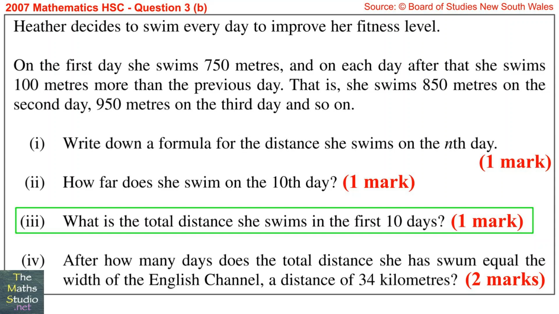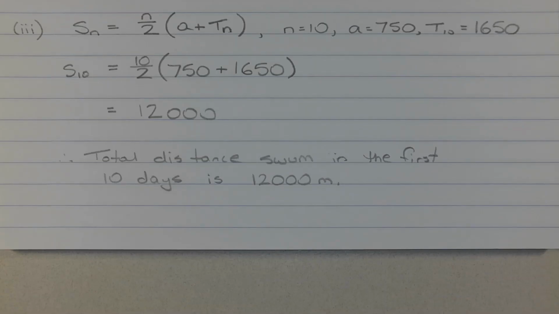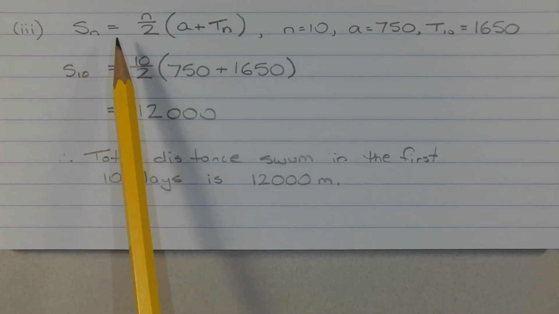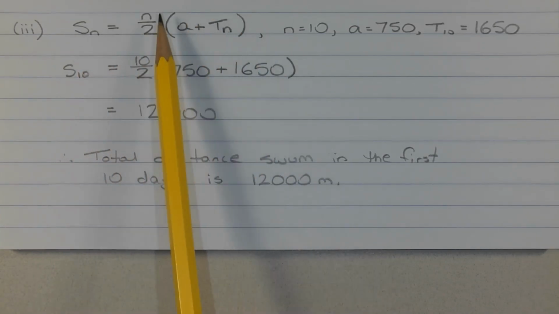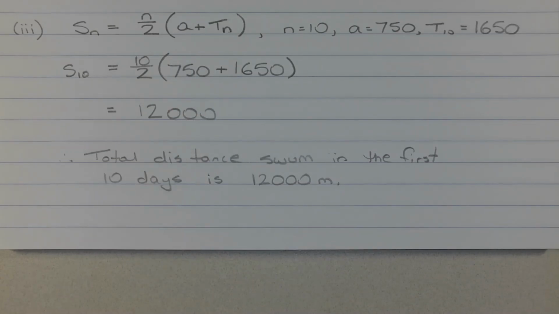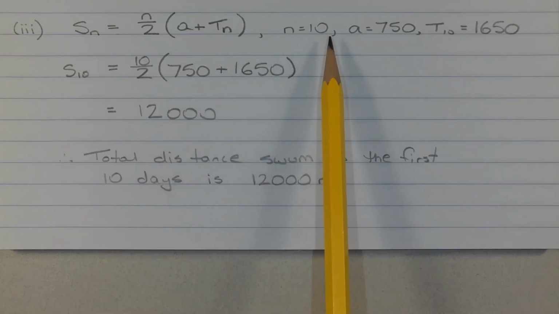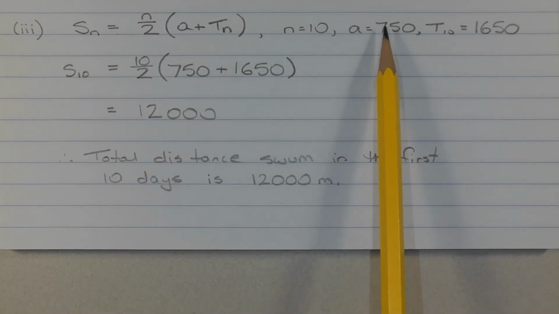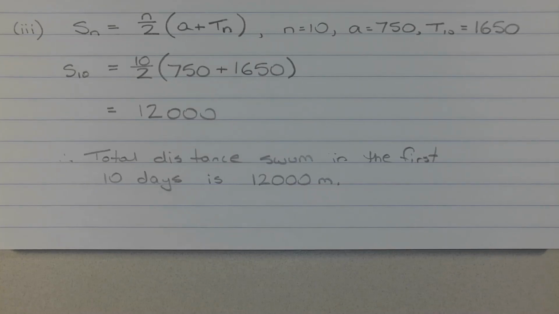Part 3. What is the total distance she swims in the first 10 days? To find the total distance swum in the first n days, we can use the sum of an arithmetic series formula. Sn equals n over 2 times, open bracket, A plus Tn, close bracket. Now part 3 is asking us to find the total distance swum in the first 10 days. So n is equal to 10. A is equal to 750, which is the first term of this arithmetic series, and T10, which represents the distance swum on the 10th day, which we found in part 2, is 1,650.